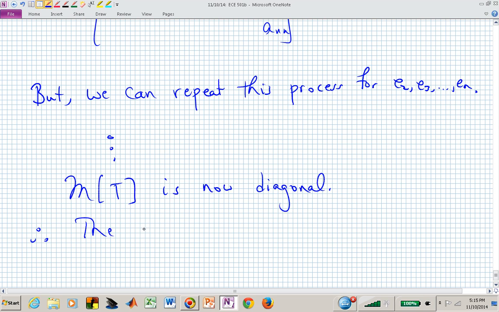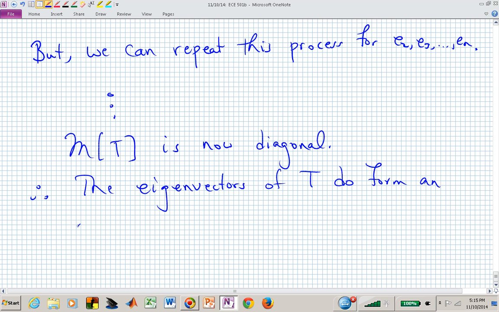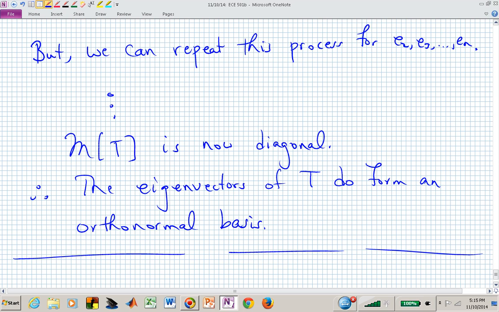Therefore, the eigenvectors of T do form an orthonormal basis. And that then, with those extra pieces filled in of doing that again, shows that we've now shown the complex spectral theorem. We'll pick up at that point on Wednesday with the real spectral theorem, and that takes a little bit more doing.